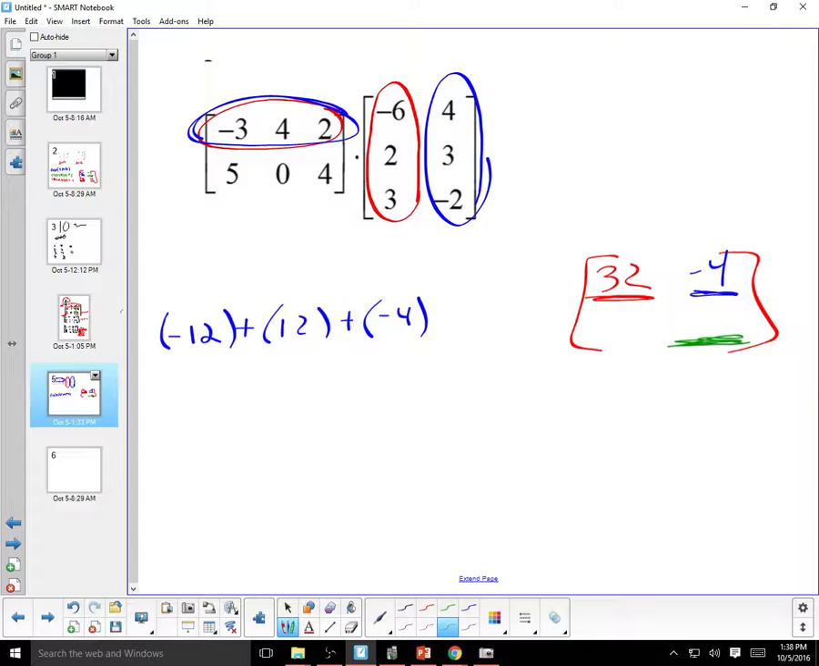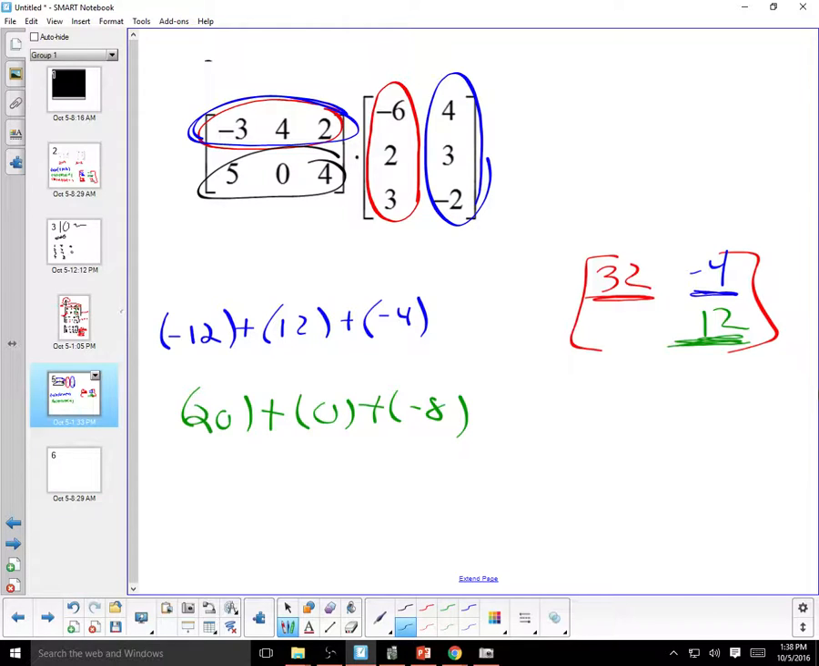Sorry. So that means we would have gotten 20 plus 0 plus a negative 8, which is 12. And for the last one, it's row 2, column 2. Where did you get the 20? It's the second row times the second column. So 5 times 4 is 20. 0 times 3 is 0. 4 times negative 2 is negative 8.